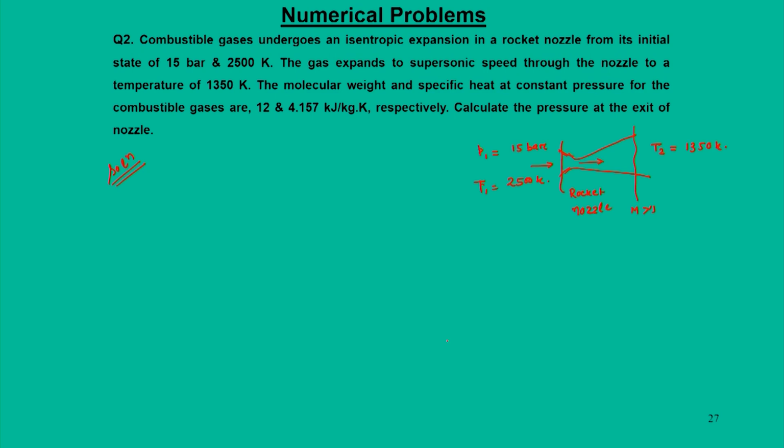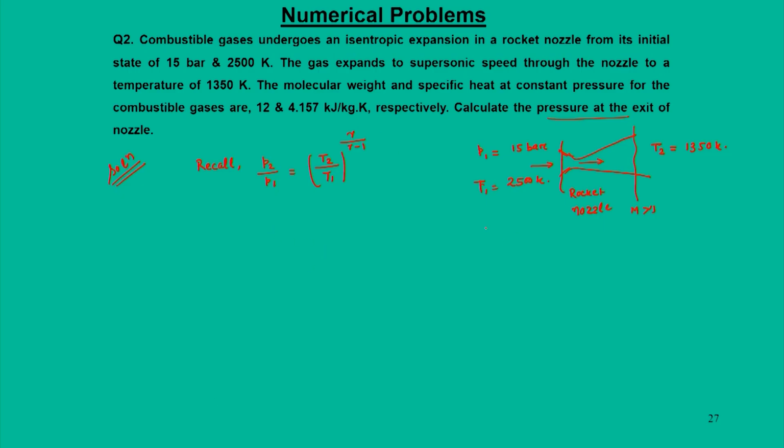So, here to do this problem, what are we required to do? We are required to find out the pressure at the exit of the nozzle. So, we recall the isentropic relation, that is P2 by P1 is equal to T2 by T1 to the power gamma by gamma minus 1. This is the isentropic relation, and that we understand from our review of thermodynamics. Then here what is not given is gamma.